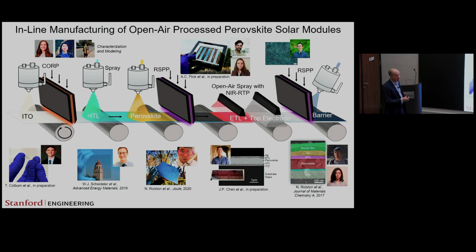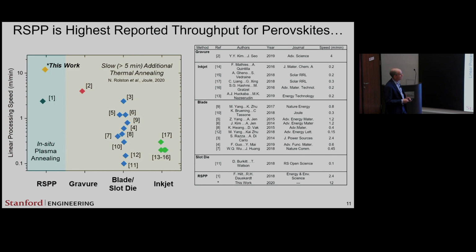This ETL has been a real challenge. We spent a lot of time working on that. To do that in open air is not easy. And then at the end of it all, we can actually put a barrier on top using the same spray plasma process. On top of a perovskite cell, we can put multiple layers of dense silica and organosilicate layers that provide protection for the solar cell.